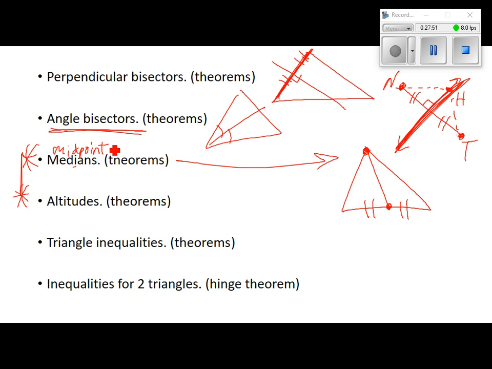An altitude. If I have a triangle and I want to draw an altitude, an altitude goes from a corner of a triangle to the opposite side, and it forms what? Anytime you hear altitude, what should you think of? Airplane. Right angle. So when you hear altitude, you know it's going to go from a corner to the opposite side and form a right angle.